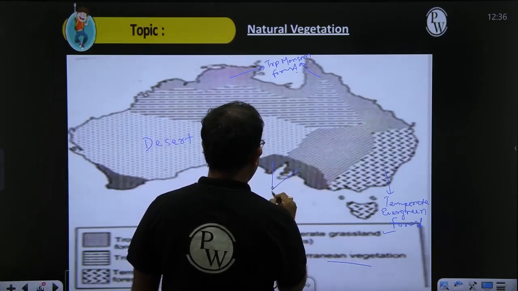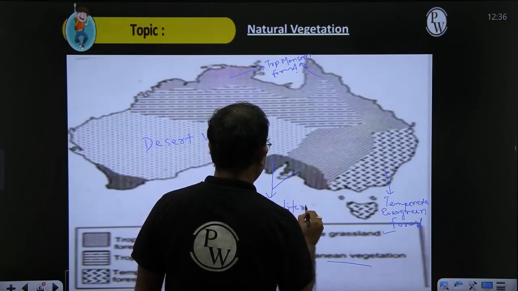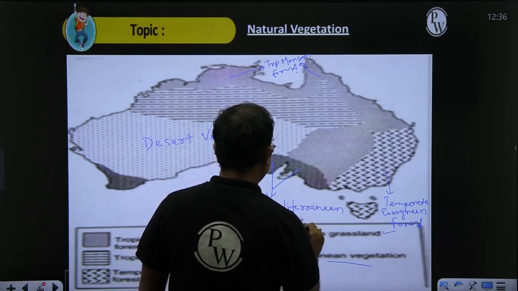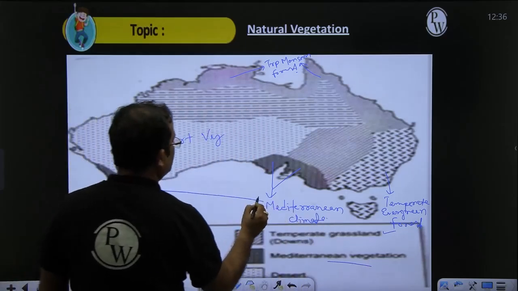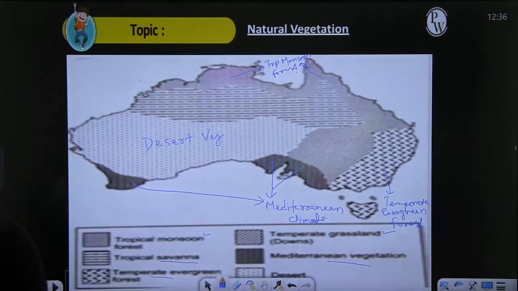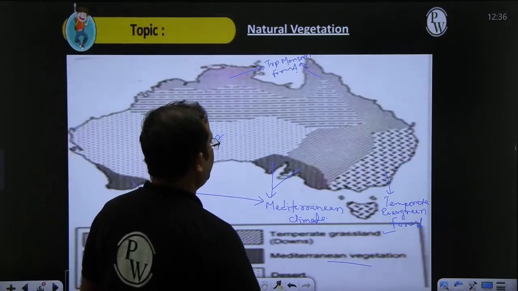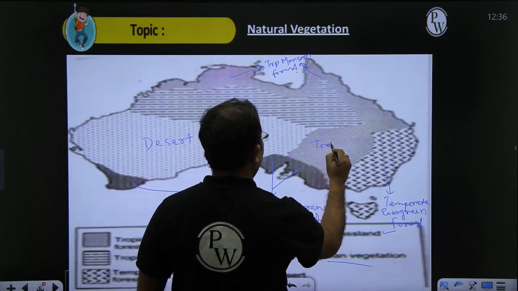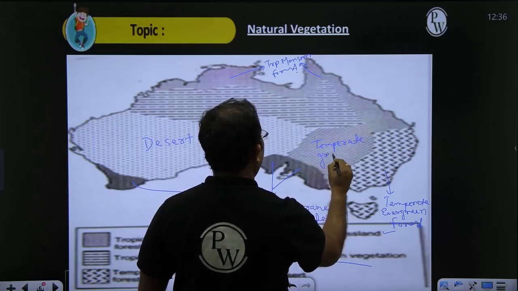This part, we'll study this one. This is Mediterranean climate. This is also Mediterranean climate, right? And this is temperate grassland. You can see this is the temperate grassland.